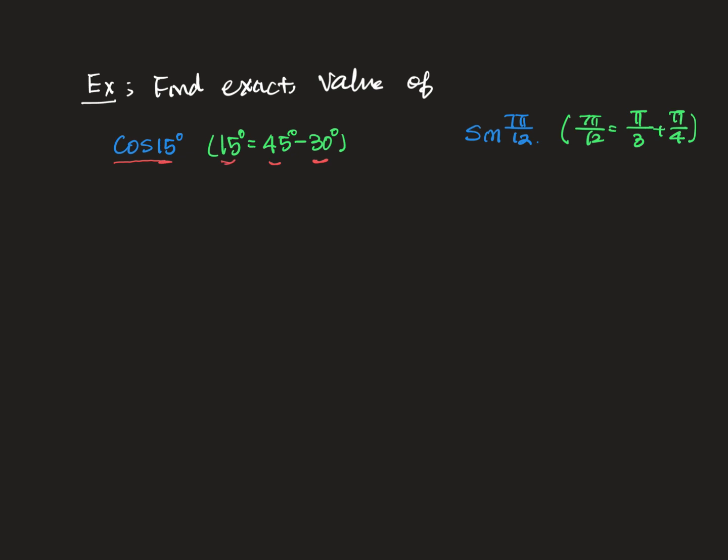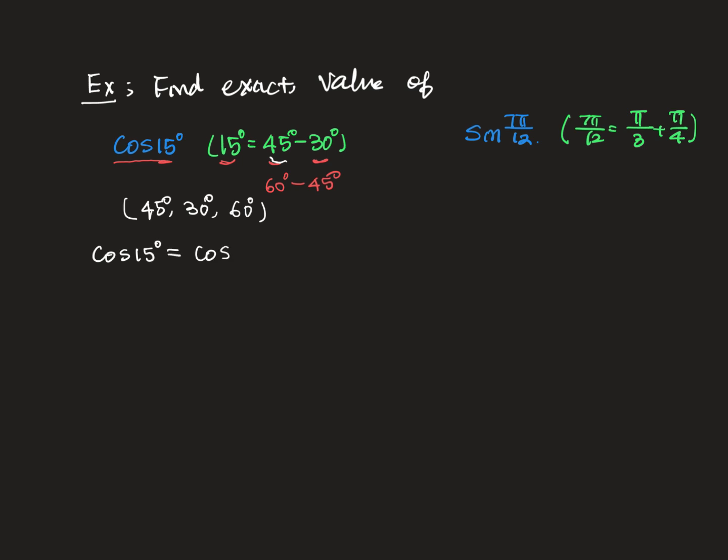How can we make 15 with 45 and 30? 45 minus 30. There is another way too: 60 minus 45 also works. It's not the only way, but the idea is you're using the very special angles 45, 30, 60. So we're going to find the cosine of 15.